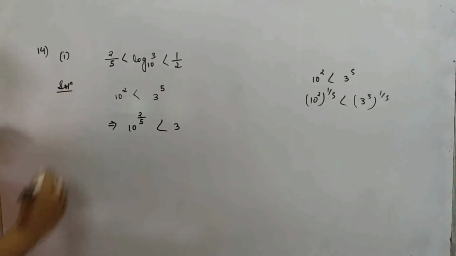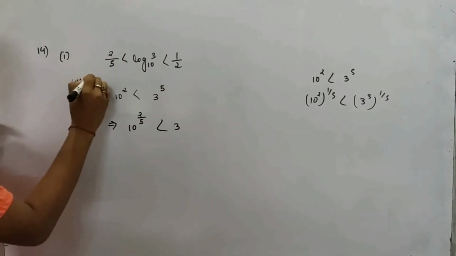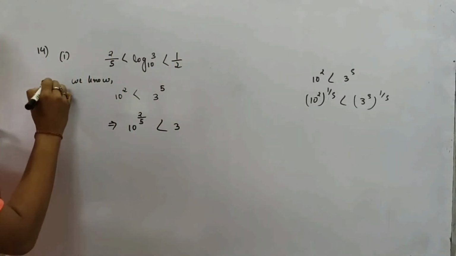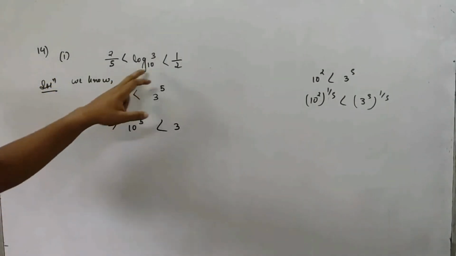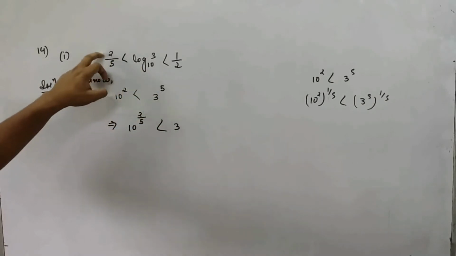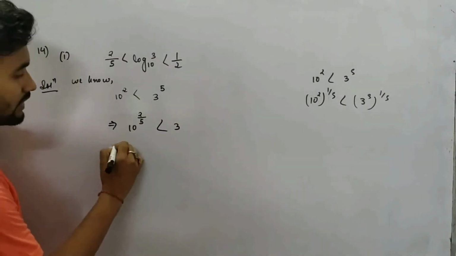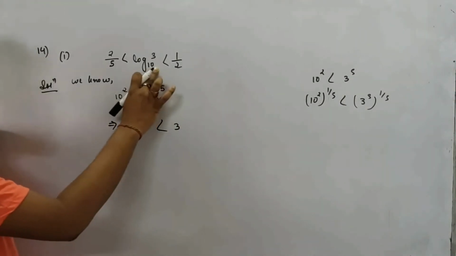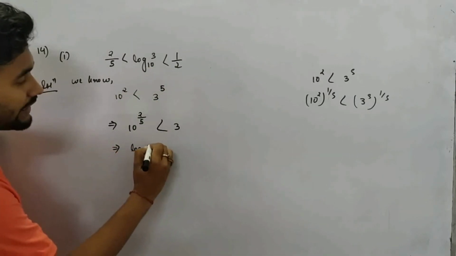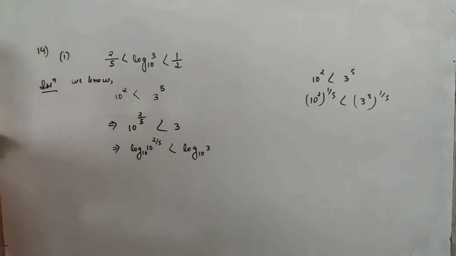You write one line over here. We know 10 square is less than 3 to the power 5, okay. Understood? How will you write? You will write this 10 this side, 3 this side. Then the power of 10 will be cross 2, the power of 3 will be cross 5. So now bring log on both sides. What log? With base 10. So log base will be 10: 10 to the power 2 by 5 is less than log base 10 of 3.